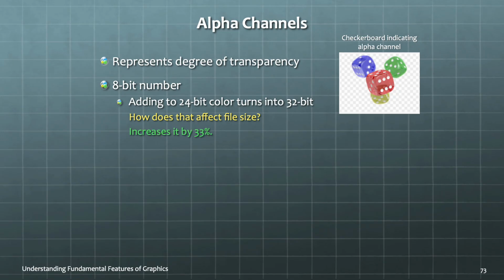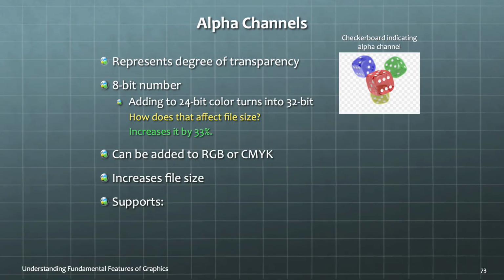It increases the file size by 33%, since 8 is 1/3 or 33% of 24. An alpha channel can be added to either RGB or CMYK, depending on the capabilities of the graphics software. As you saw in the challenge question, adding an alpha channel to an image increases the file size. It's the ratio of 24 to 32, which is 1/3.